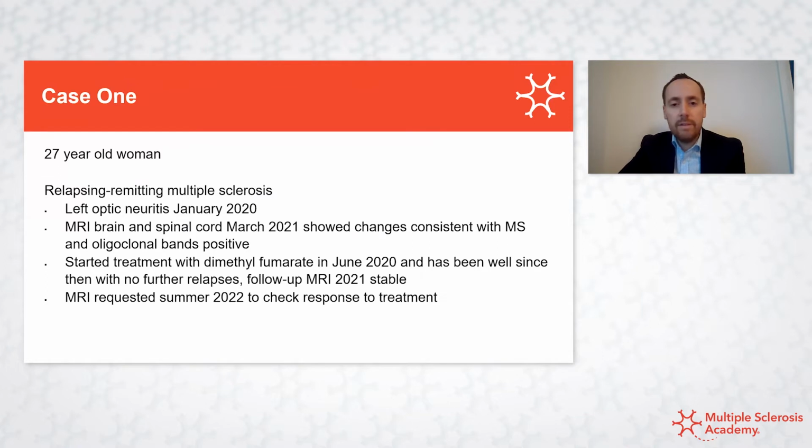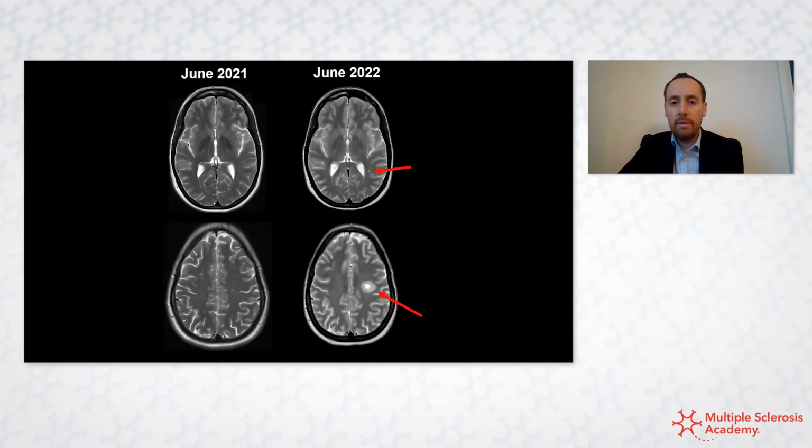Now, just to set the scene, I wanted to share with you a case from my own practice. This is a 27-year-old woman with relapsing remitting MS. She was diagnosed in early 2020. She had brain and spinal cord lesions, quite typical of MS, and positive oligoclonal bands. And she went on to treatment with dimethyl fumarate in mid-2020. And she's been quite well since then, with an MRI scan in 2021 showing stable disease. But then she had a further follow-up MRI in summer 2022, and these were the findings.